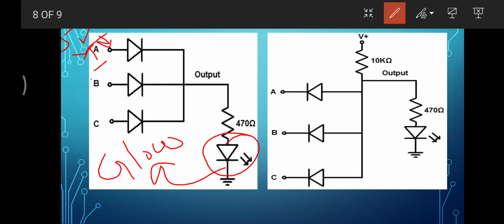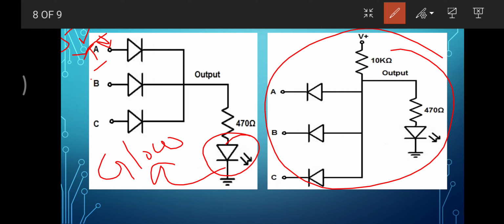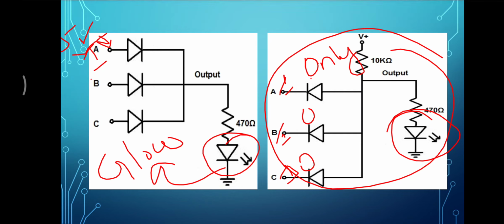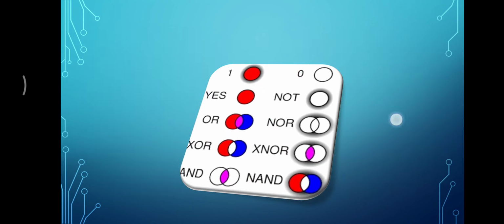Similarly, in the AND gate, when all of them are 0, the output will be 0, and the output will be 1 only when all of them are 1. It will only glow when all of them are 1. So you can try this at home, and if you have any question you can ask me, and I will be readily available to help you guys.